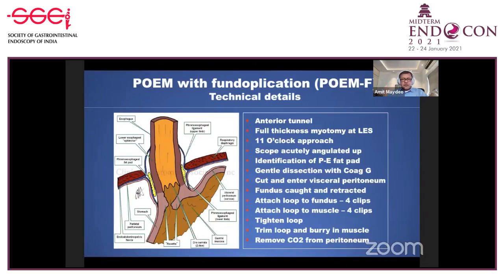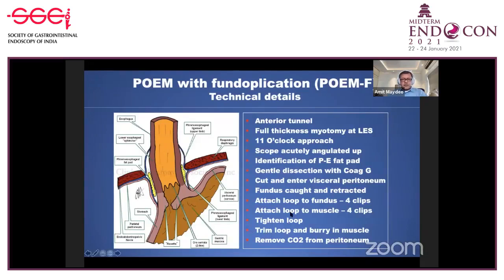After identification of the phrenoesophageal fat pad, we have to do a gentle dissection of this fat pad using a coag grasper, then cut this and enter the visceral peritoneum. After which you have to catch the fundus in a practice pass, pull the fundus inside the tunnel and see on a double scope technique whether the fundus is getting rotated and you are actually creating a fundoplication.